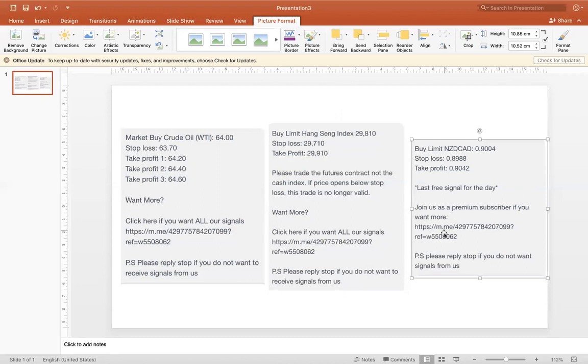Okay, the last trade is a straightforward trade. It's a buy limit and there's just one take profit. So in this case, it's kind of binary. You either hit stop loss or you hit take profit. But occasionally, as the market moves, we'll give you instructions like, shift the stop loss to break even. So this one is the easiest.